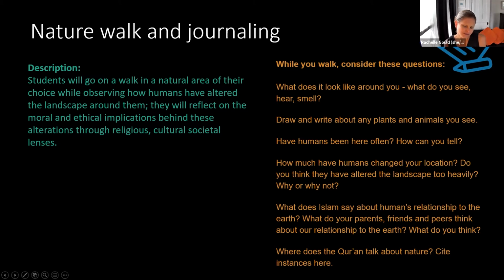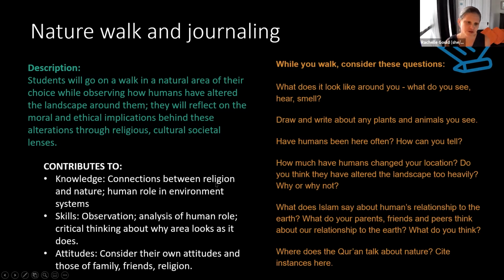And what it does, some of the goals, it builds or contributes to knowledge. So it contributes to knowledge about connections between religion and nature and the human role in environmental systems. So again, it's that interdependence. It's getting the students to think about interdependence and integration. Skills that it builds: observation, so careful, mindful observation, and the analysis of the human role. So this idea of analyzing, what role do humans have in this place?